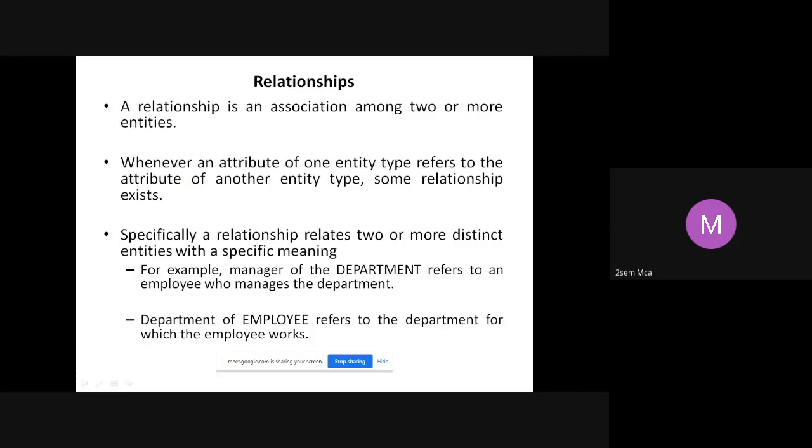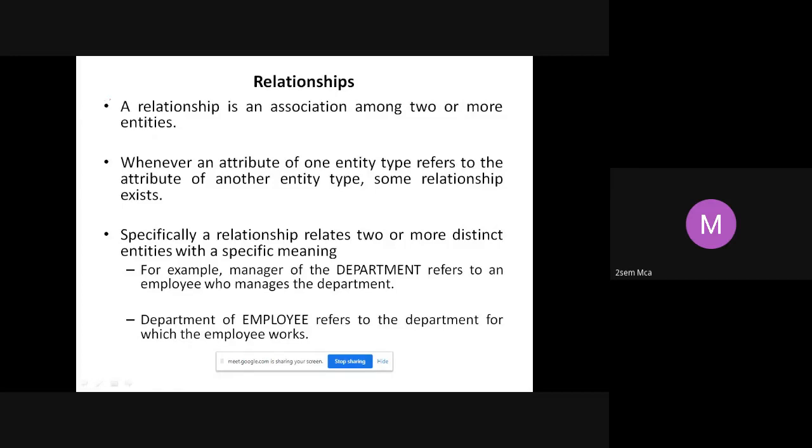Next, we move on to what is a relationship. We have seen what is an entity. We have seen what is an attribute. We saw the different types of attributes, the different notations for attributes, and what is a domain of an attribute. I hope I'm clear. Domain means the set of all allowed values for a particular attribute. You call it the domain of that attribute.